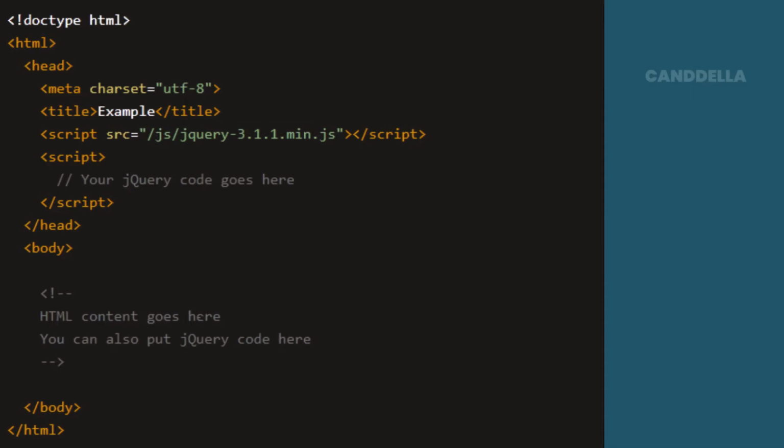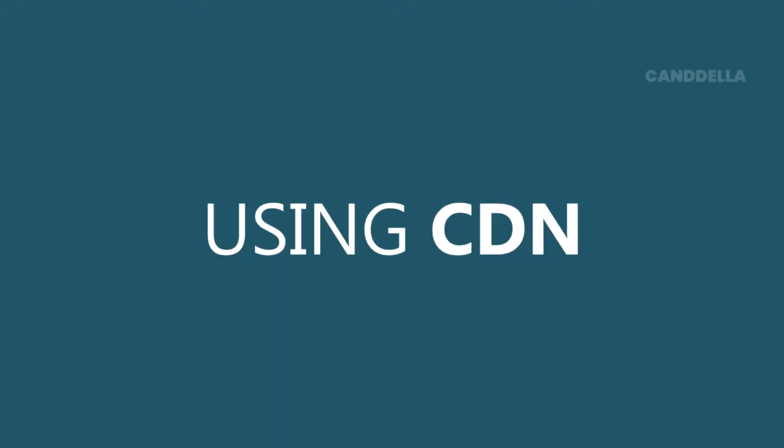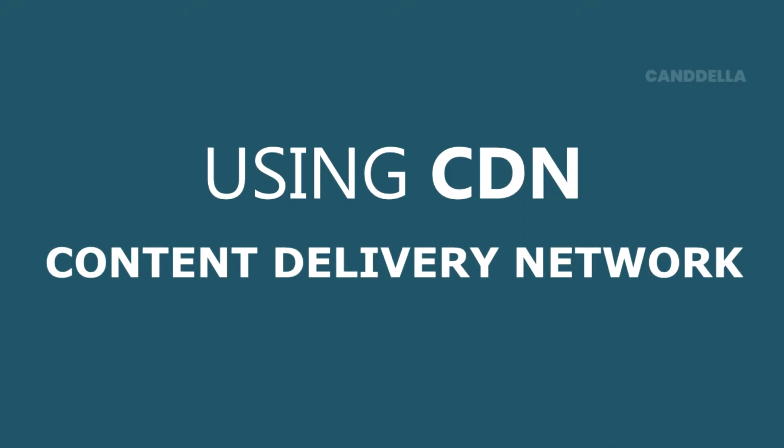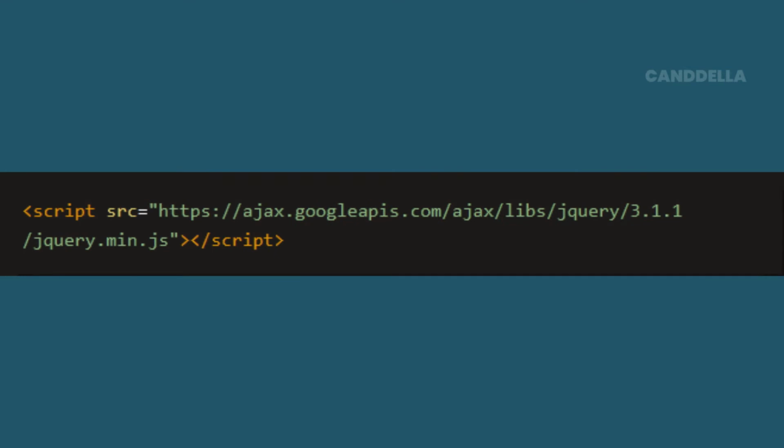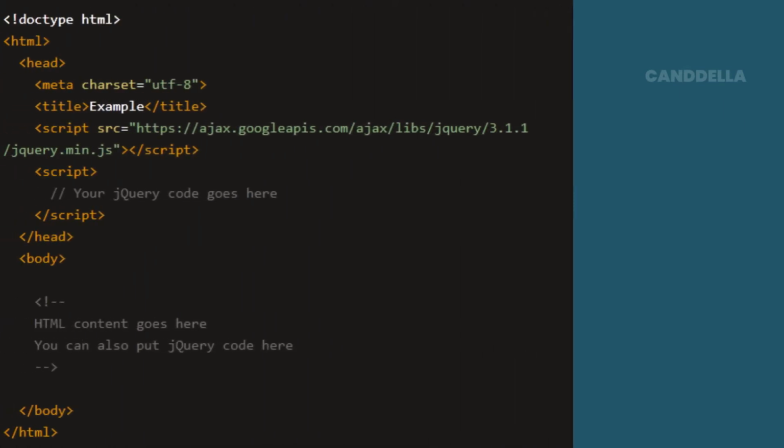Another way of adding jQuery to your project is using a CDN. CDN stands for Content Delivery Network. What it means is that we don't have to manually download jQuery. We can just add a link which will automatically implement jQuery on our web page. This is how it looks.